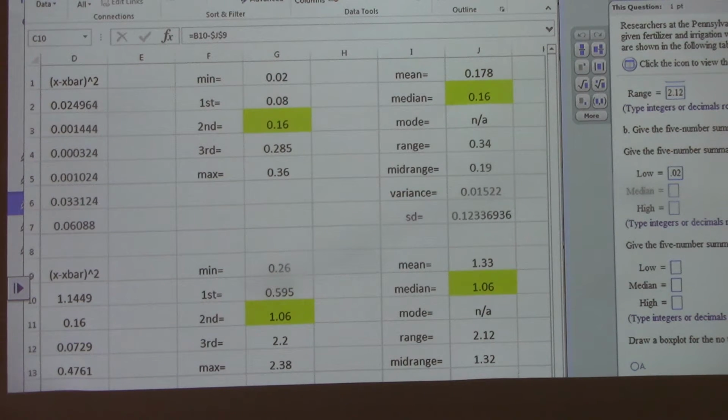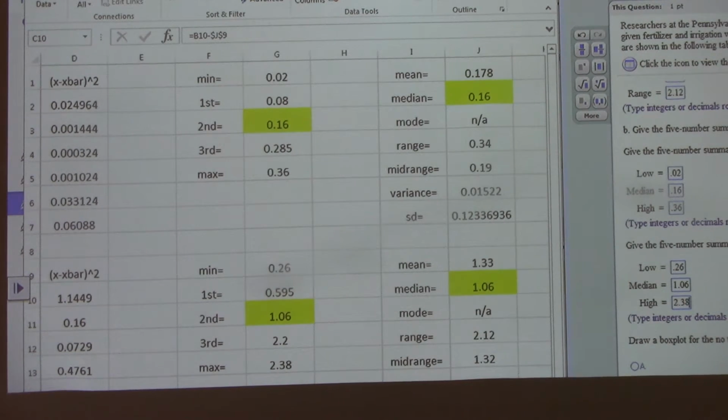Heaven forbid they call it the right thing. Median is 0.16, 0.285, and 0.36. Then 0.26, 0.595, 1.06, 2.2, and 2.38.